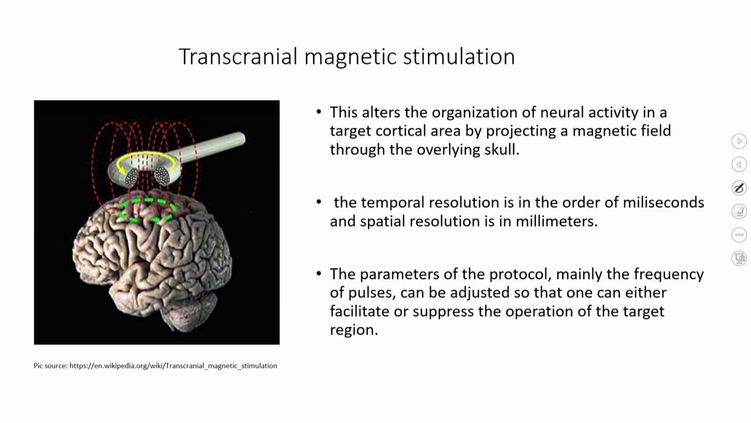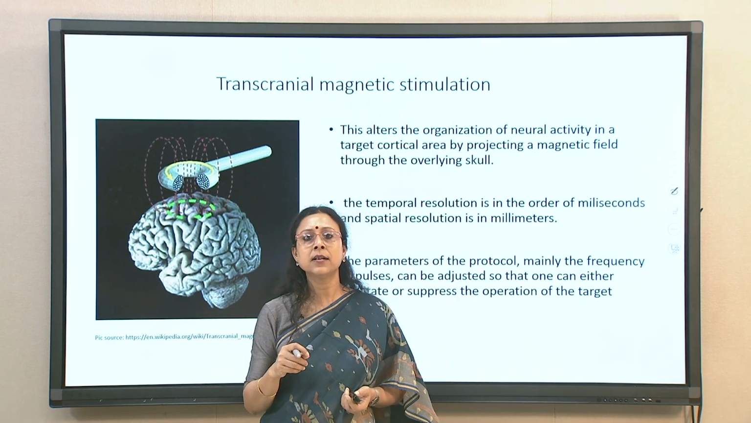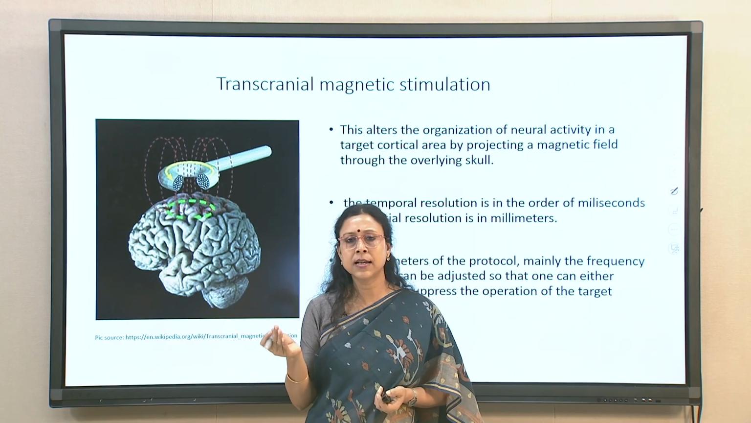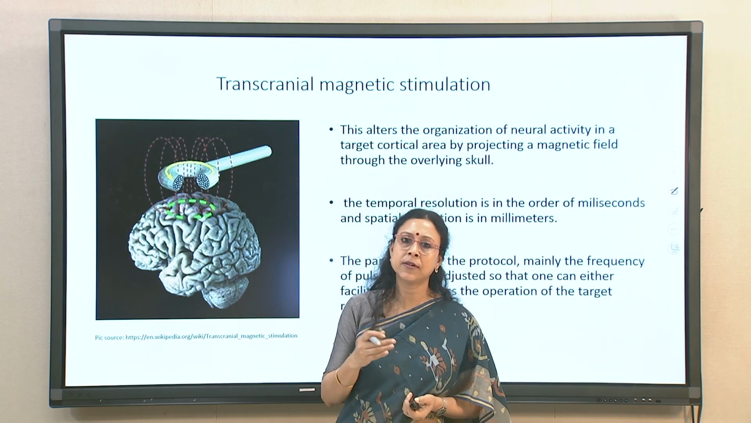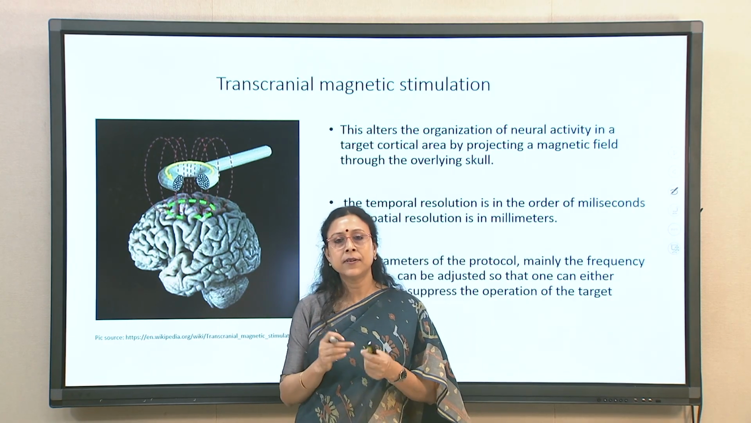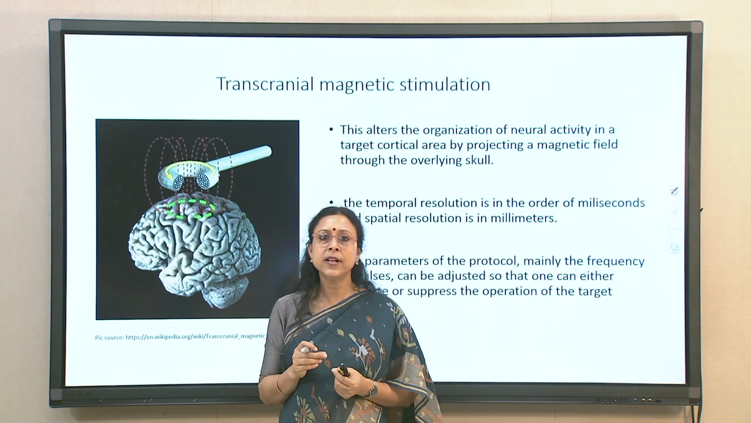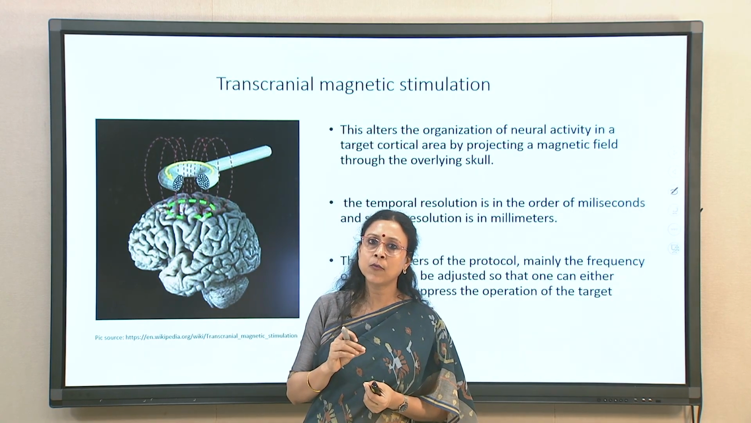The parameters of the protocol, mainly the frequency of pulses, can be adjusted so that one can either facilitate or support the operation of the target region. So, it is a very sophisticated machine, because you are applying this from outside, you are creating a different kind of magnetic field there. So, it can be depending on what you are looking at.